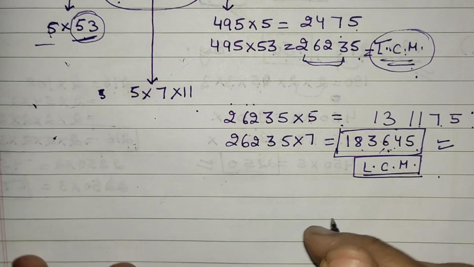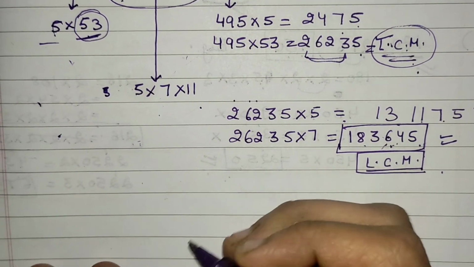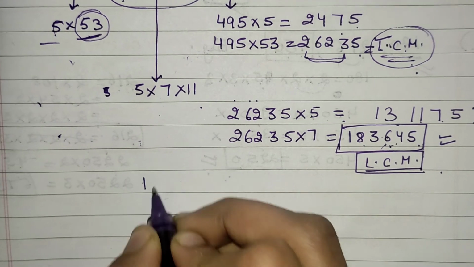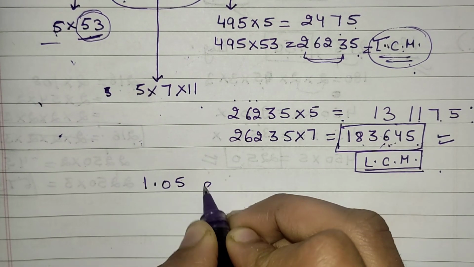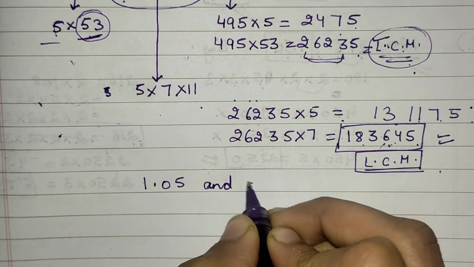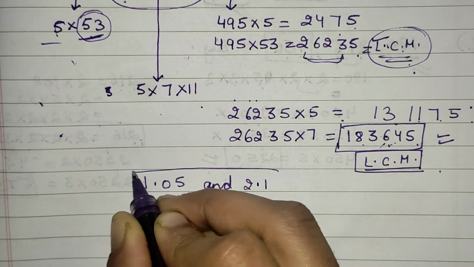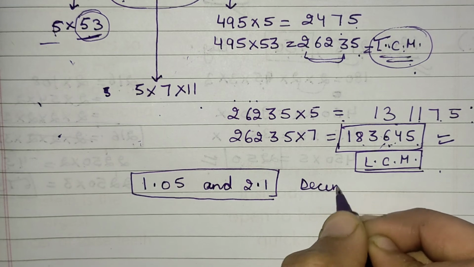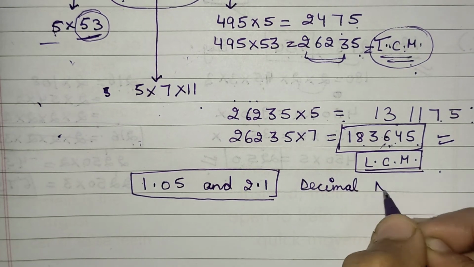Okay. So let's meet in the next video in which we are going to solve how to find the LCM of decimal numbers. Suppose numbers 1.05 and 2.01 are given to you. How do you find the LCM of decimal numbers?